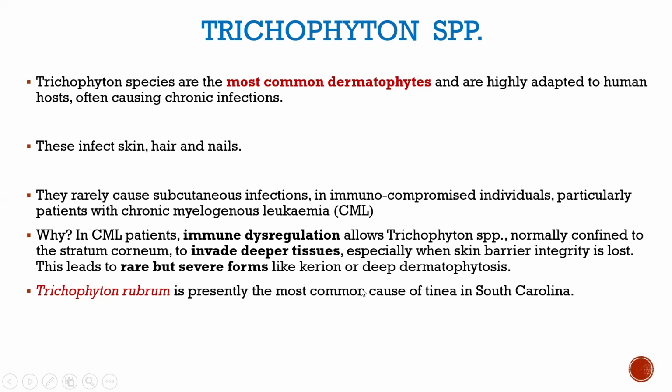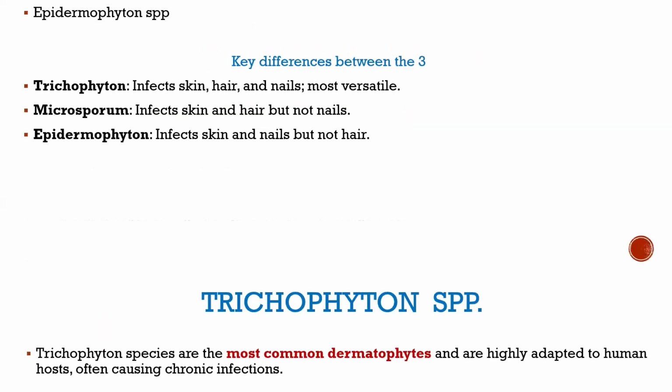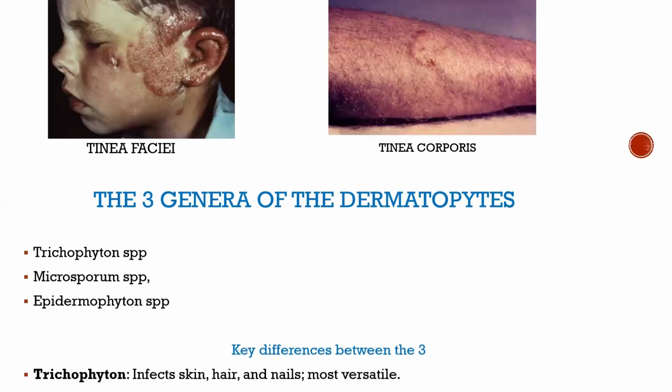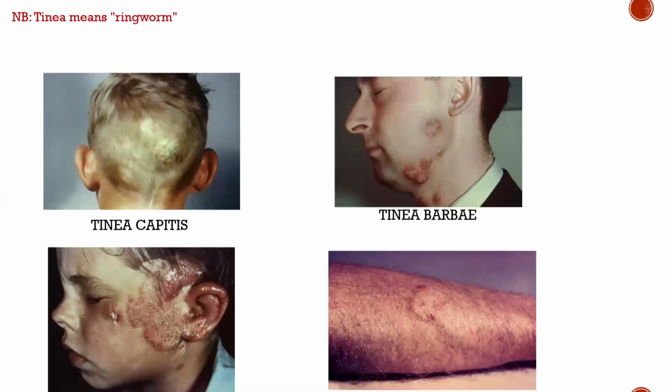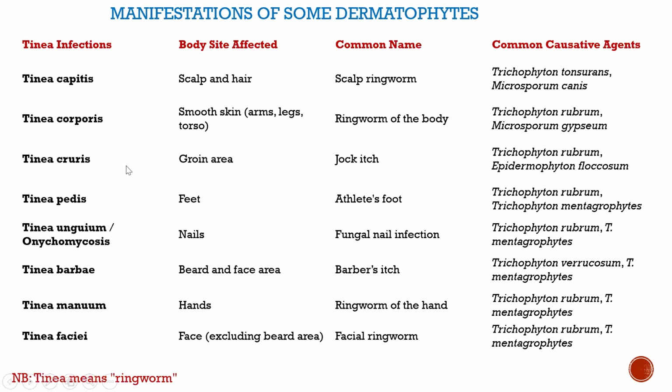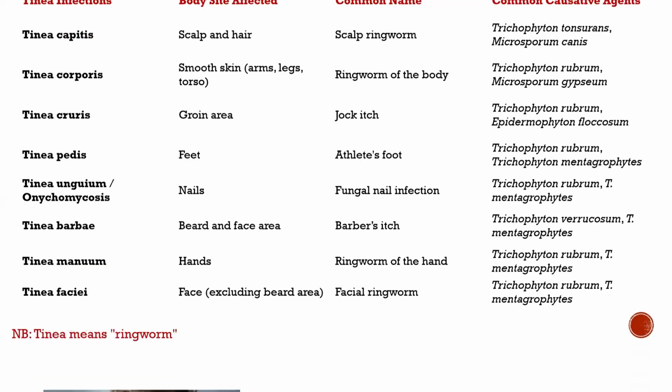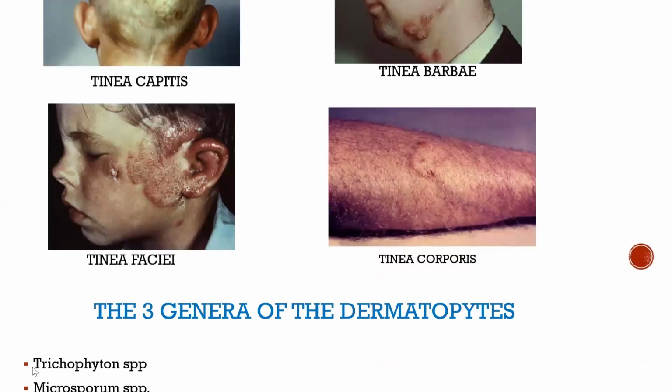Then Trichophyton rubrum is presently the most common cause of tinea in South Carolina. If you look at the tinea infection table I showed before, you notice that Trichophyton rubrum is the most common causative agent among them, apart from tinea capitis and tinea barbae, like I've mentioned before. So it's a very common dermatophyte species that affects humans.